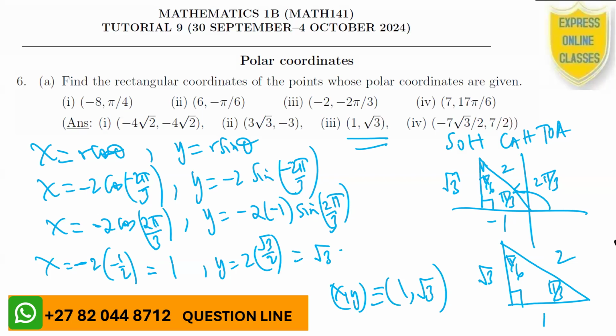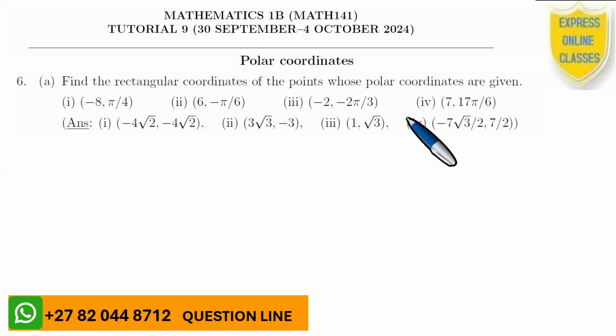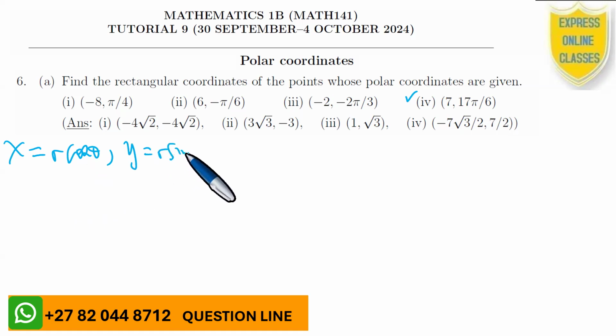So I think we shall leave Roman figure 5 for a little while. Let us try Roman figure 4. Let's just practice with the fourth Roman figure. The answers are already there, so we're just practicing. x equals r cosine theta, y equals r sine theta.